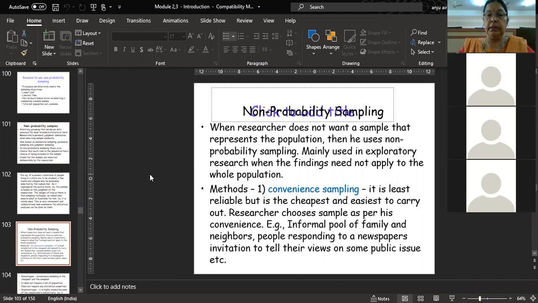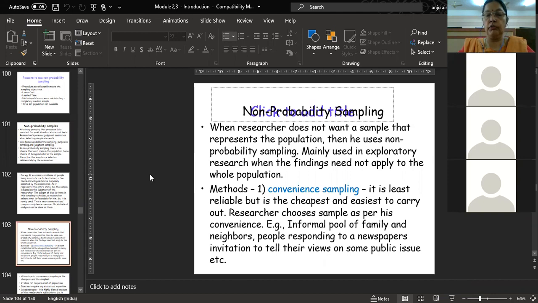So the first one is convenience sampling. Convenience sampling is the least reliable sampling technique. It's not at all reliable, but it is the cheapest and easiest sampling technique to use. The researcher is taking the sample as per his convenience.